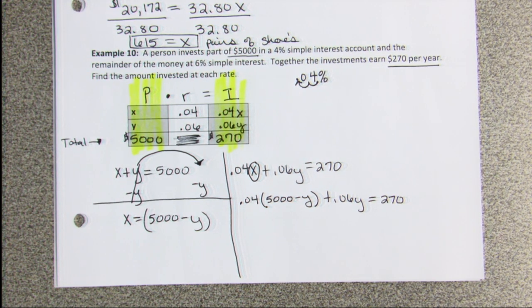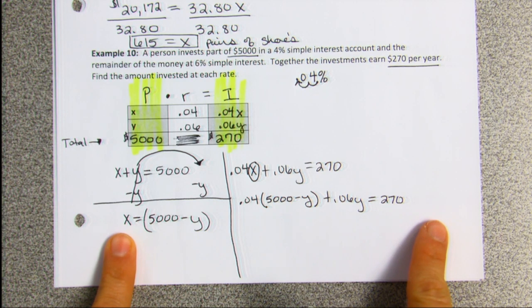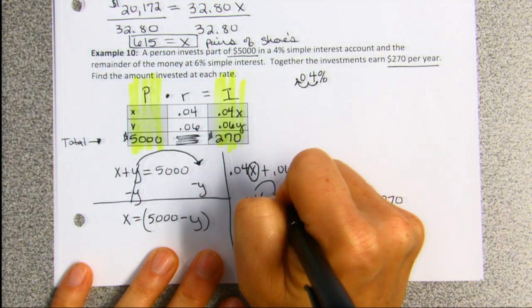So it might seem like a lot of steps leading up to that, but I promise you the chart helps you organize information. Then you can easily make the two equations. Then let's get a variable by itself and set it up. Let's substitute it. Now we need to distribute, right? So what is 0.04 times 5,000?